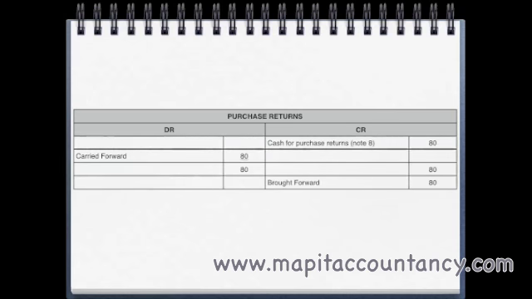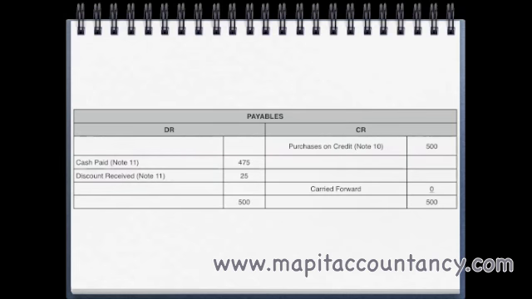For purchase returns, the opposite. So we have a total of 80. The carried forward on the debit is 80. So we bring that forward over on the credit side for 80 as a total. Lastly, our payables. We had our purchases on credit, which were 500. We had cash paid 475 and 25. When you add both sides up, they both come to 500. So in fact, the payables column balances at 500 and there's no carried forward figure.